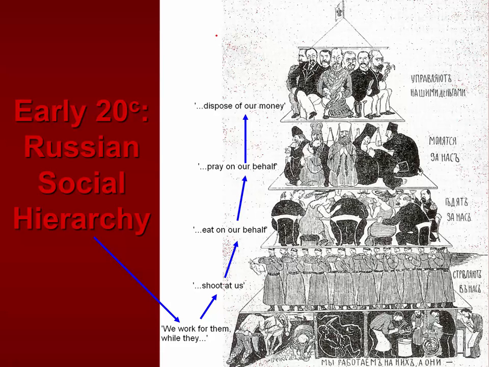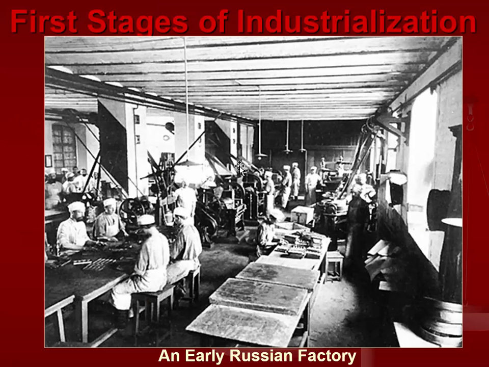This is how the peasants saw it. That you had said, so it says here, that we work for them while they shoot at us, eat on our behalf, pray on our behalf, and dispose of our money. It was kind of the viewpoint of the upper classes in Russia. And you can see here's an early Russian factory.